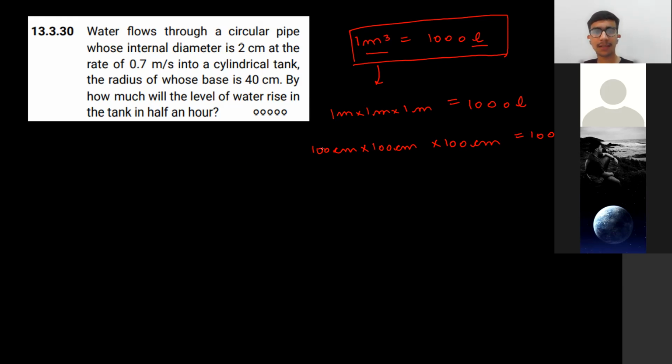Let's cancel out the zeros. 1, 2, 3, 4, 5, and 6. So all of the zeros get cancelled out. 1 centimeter into 1 centimeter into 1 centimeter is 1 centimeter cube, and this is equal to 1 milliliter. So again, you have to remember that 1 meter cube is equal to 1000 liters and 1 centimeter cube is equal to 1 milliliter. Nirvan has calculated the answer. Nirvan, very fast.